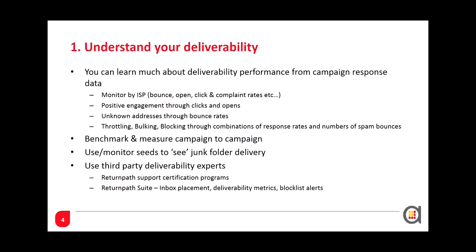And then we're going to discuss on the next slide throttling, bulking, and blocking, and how they can be seen through combinations of response rates and numbers of spam bounces. A lot of users set up their own seed names with different free ISPs that they can use to monitor their inbox placement, and that's a good start. But then eventually, you might want to migrate over to a third-party tool such as ReturnPath, who offers a certification program. They also offer a Return Path suite, which gives you a wide range of seed lists for different ISPs, and will show you the inbox placement and spam placement, as well as any missing emails, along with other metrics that show how well your campaigns might be performing.